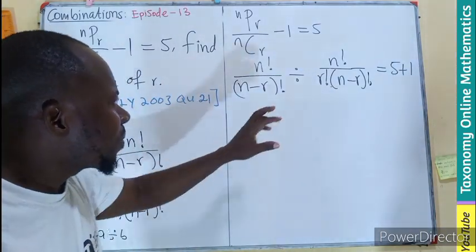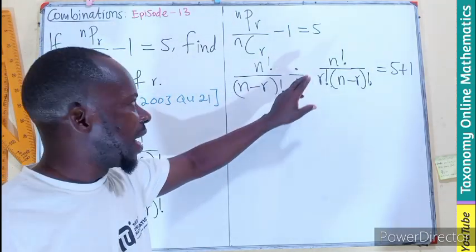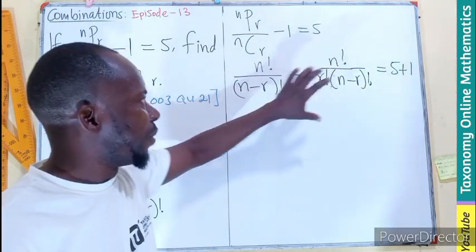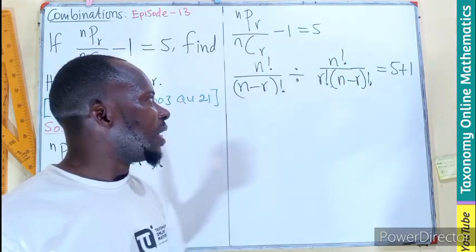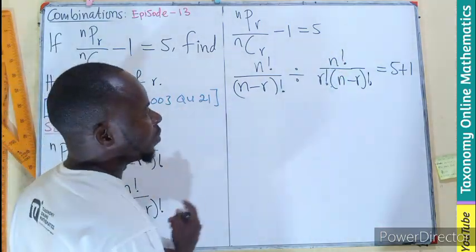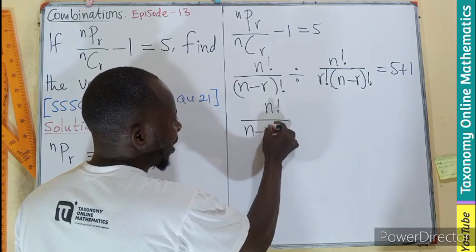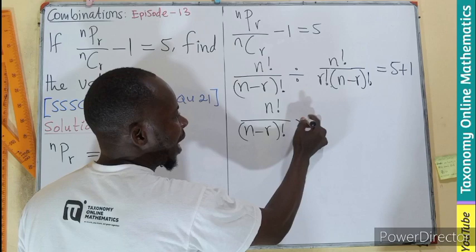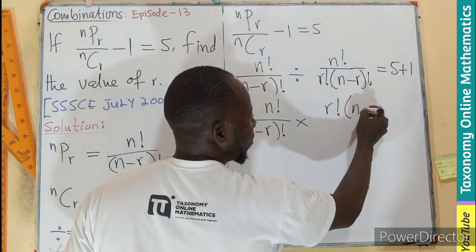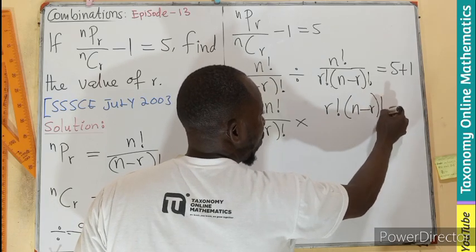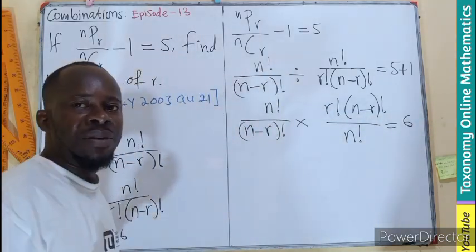Now, we can see that from here, this division we are having here is of two fractions. So when we are dividing two fractions, we turn this to multiplication and reciprocate the second fraction. So let's see what that is going to be. This still remains n factorial over (n minus r) all factorial times, we reciprocate, you have r factorial times (n minus r) all factorial over n factorial. In this case now, we can have our 6.